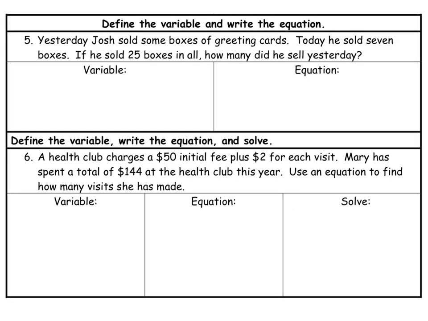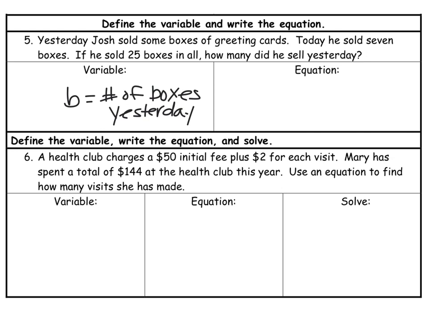Number 5 says, yesterday Josh sold some boxes of greeting cards. Today he sold 7 boxes. If he sold 25 boxes in all, how many did he sell yesterday? So we don't know how many boxes he sold yesterday because it just said yesterday he sold some boxes. So our variable is, let's say, B, the number of boxes from yesterday, since that's what we're looking for.